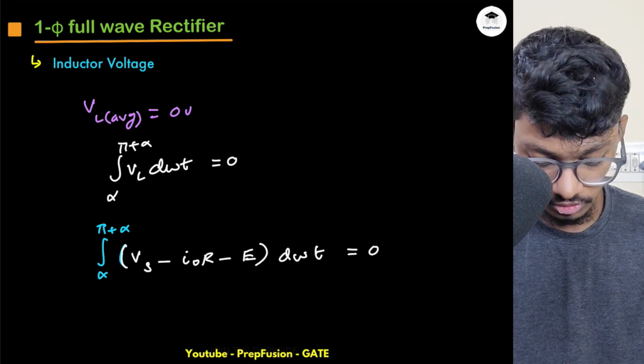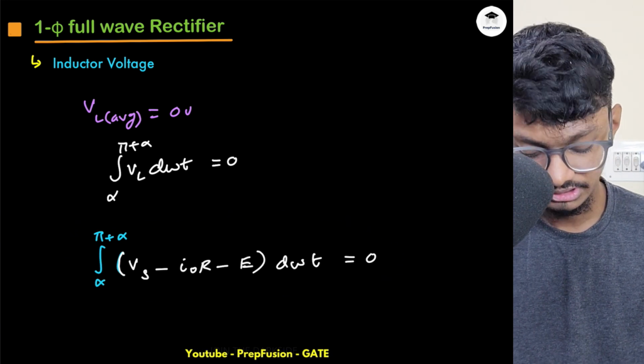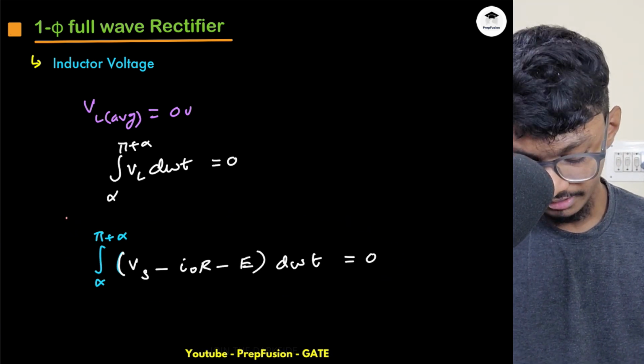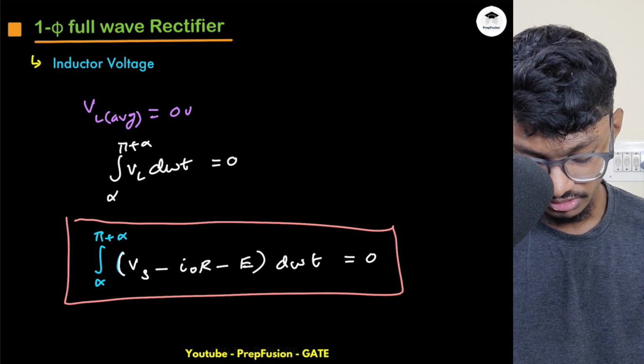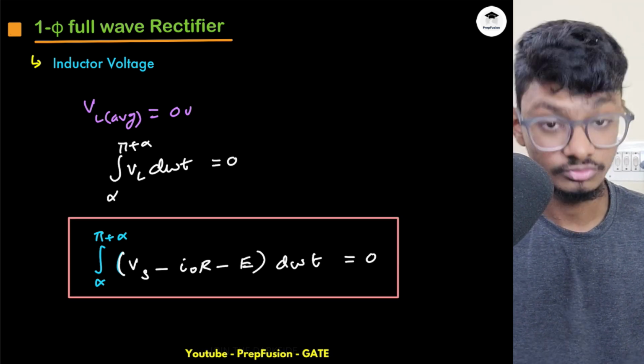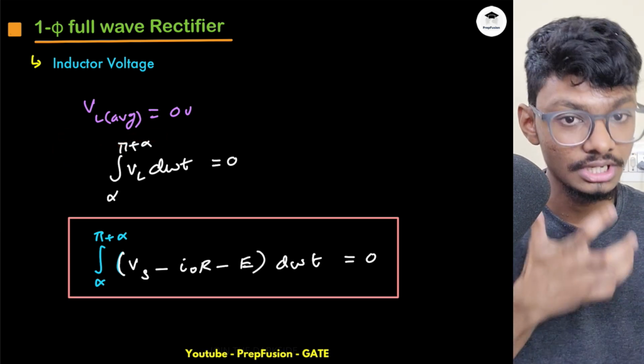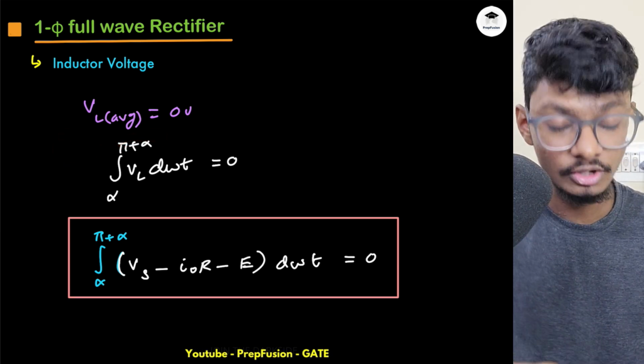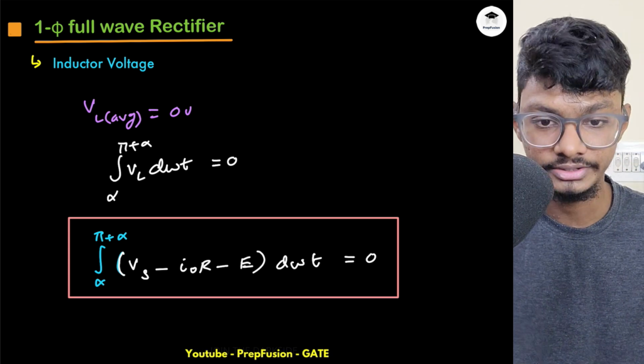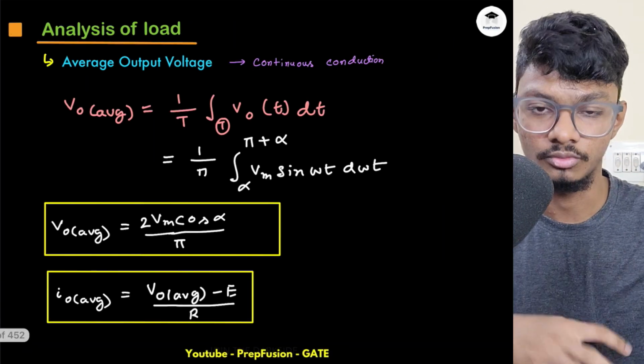This is a good relation that you should know, as it can help you solve a numerical. They can frame a question according to this. This is not a formula; this is the volt second criteria, so don't remember it as a formula. Just remember that they can also frame these types of questions with the average voltage of the inductor.